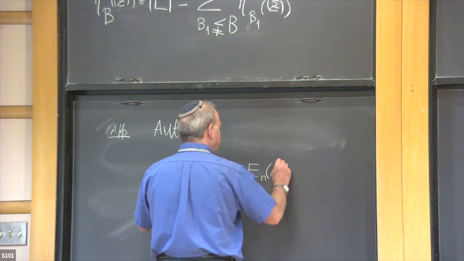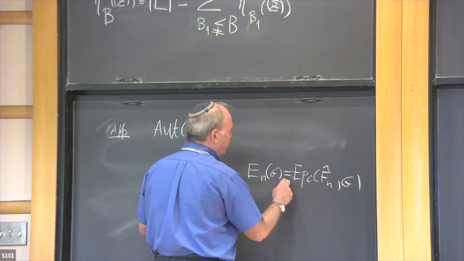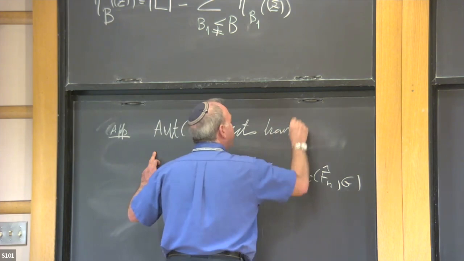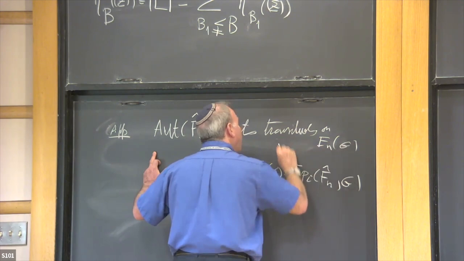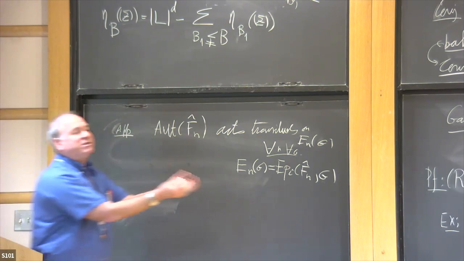Anyway, En of G is the same as the epimorphisms. It's the same set really, because every epimorphism from Fn to G can be extended uniquely to the profinite completion and vice versa. So this acts transitively on En of G for every n, even n equal to infinity, for every G. Okay, I don't have time, because it's an easy application of that.